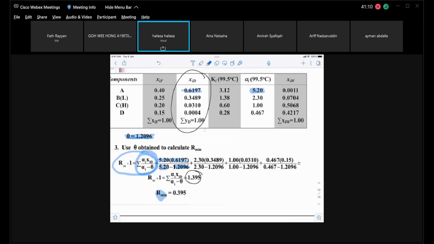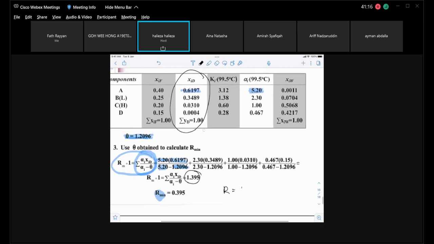Normally the column will operate between 1.3 to 1.5 times Rmin. That is the actual reflux ratio. It could be any value, but the optimum is normally 1.3 to 1.5 times Rmin.